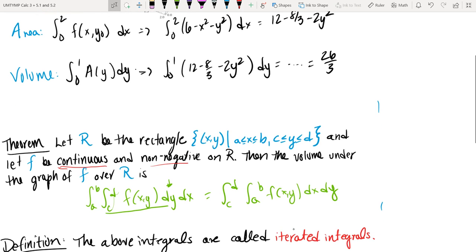And just for the language that we're going to use, the integrals that we have above in green are called iterated integrals, mainly because you can switch the order of the integrals and still achieve the same result. But you do need those suppositions of continuous and non-negative.